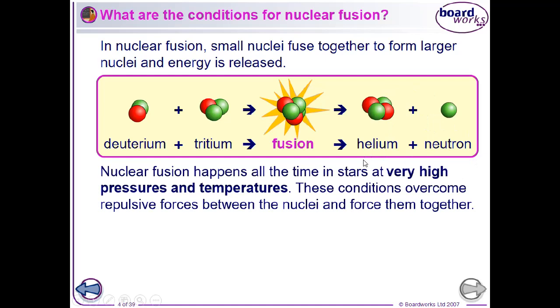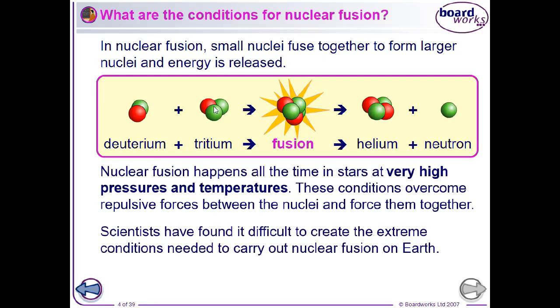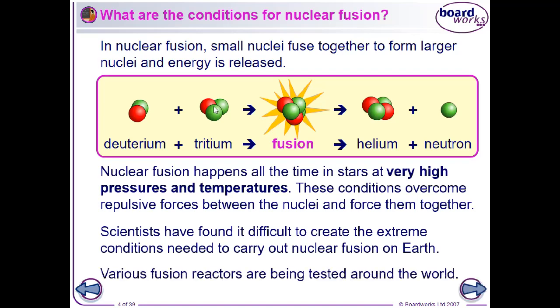Now, to get that to happen, we need very, very high pressure to push these nuclei close together. We need very high temperatures. We need to give them enough energy to overcome the fact that we have positive charge and positive charge, so these two are going to repel. We have to overcome this electrostatic force to get them close enough together to fuse. Now, it's very difficult to produce these conditions here on Earth because the temperature and pressures need to be extremely high, and the question is, how do we, number one, contain all of that, and number two, how do we keep it all stable?